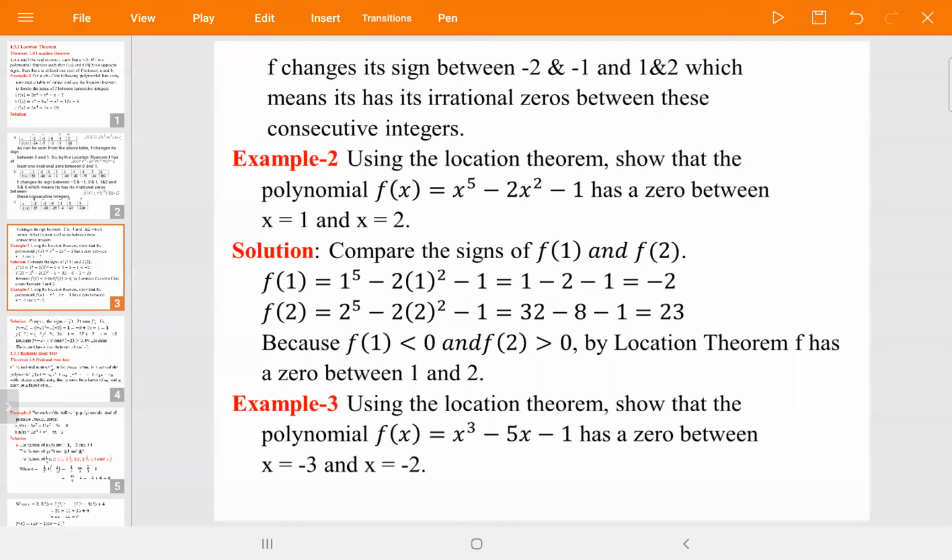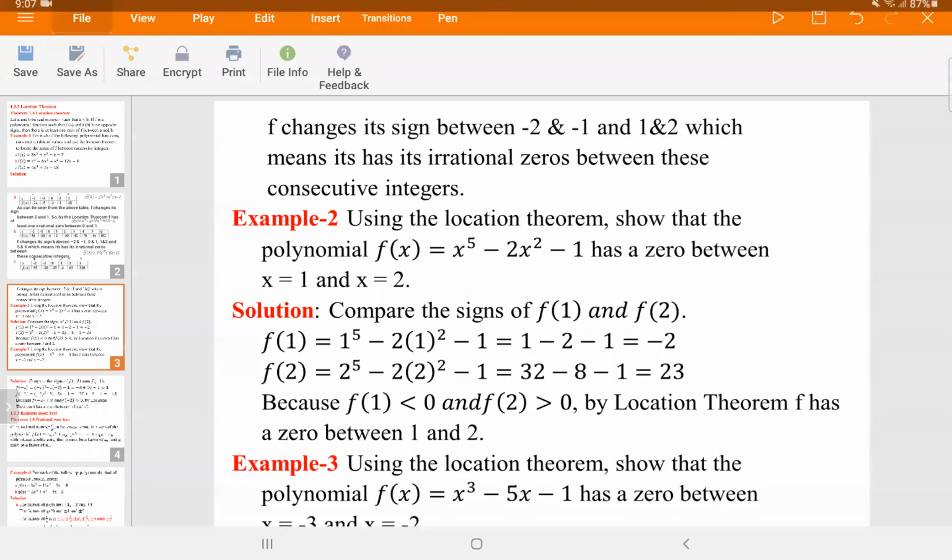The second example: using the location theorem, show that the polynomial f of x is equal to x to the power of 5 minus 2x squared minus 1 has a zero between x equals 1 and x equals 2. This problem is similar: we show that the value of f of x at x equals 1 and at x equals 2 is positive and negative. That means we compare the signs of f of 1 and f of 2.